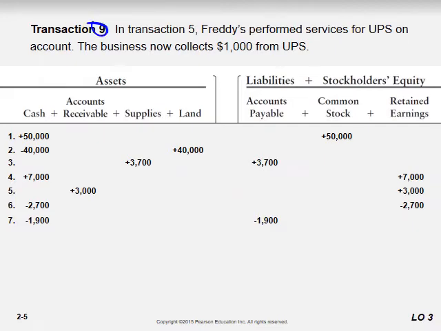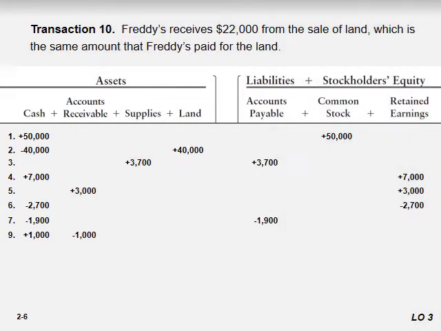Our ninth transaction is that the services that Friday performed in transaction 5, the UPS paid the business 1,000, or the business received 1,000 from its customer. So what's going to happen? You decrease the customer by 1,000, and because you receive cash, you increase cash. This equation is balanced. Yes, it's balanced, right? Here it is.